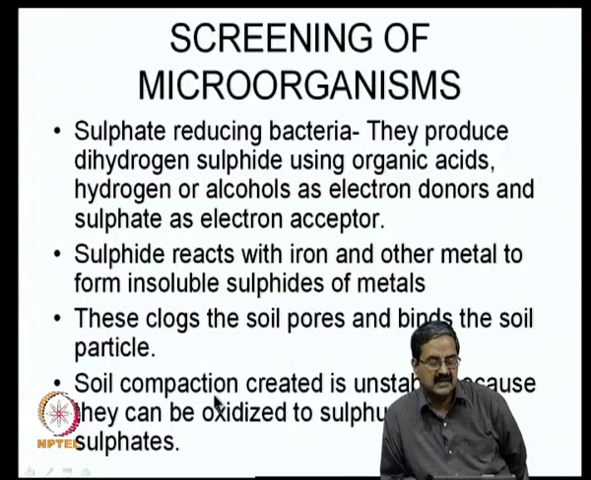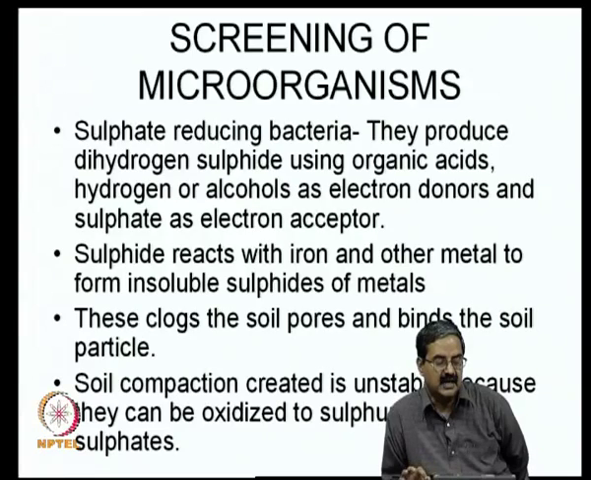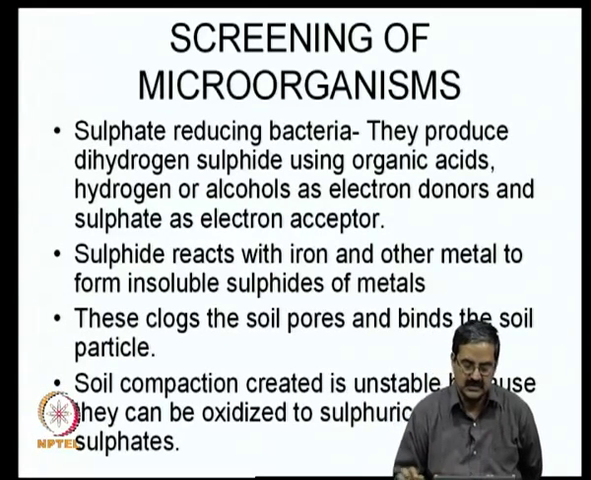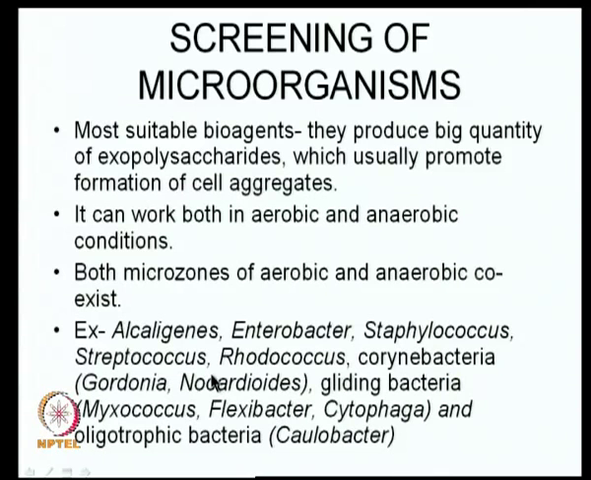So, you have sulfate reducing bacteria, as I just mentioned earlier. They produce dihydrogen sulfide using organic acids, hydrogen or alcohols as electron donors, and sulfate as electron acceptor. Sulfide reacts with iron and other material to form insoluble sulfides of metals. These clog the soil pores and bind the soil particles. The soil compaction created is unstable because the sulfides can be oxidized to sulfuric acid or sulfates.